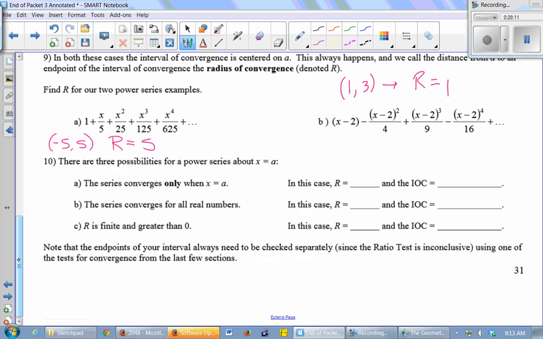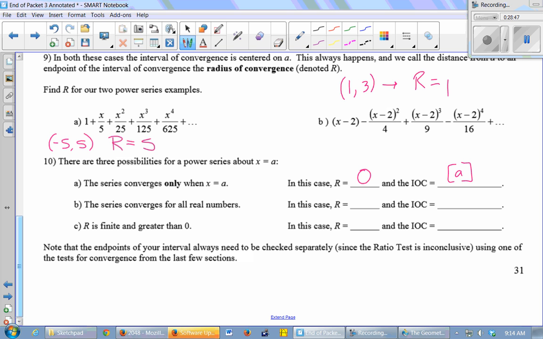All right, so there are 3 possibilities for a power series about x equals a. The series might only converge when x equals a. There might be only a single value that makes your series converge, and in that case, the radius of convergence is 0. If there's only one single x value, then your interval has no distance, and the interval of convergence is just the number a.